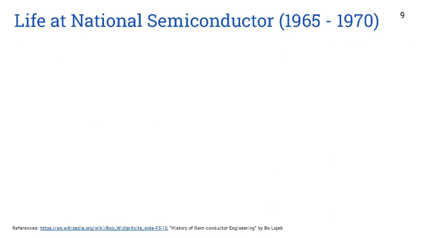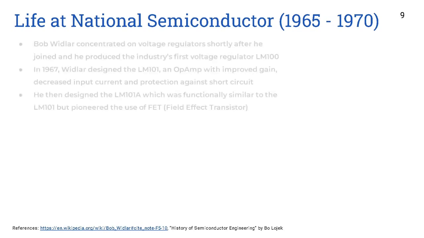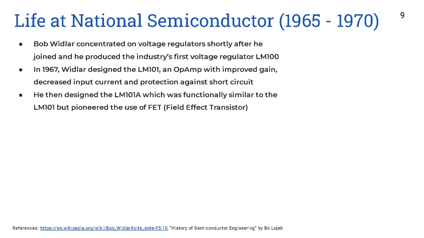So before joining National Semiconductor, the co-founders there had given him 20,000 shares of $5 each. So he had become a net worth of $1 million. And while working here, Bob Widlar first concentrated on voltage regulators, and he produced the analog industry's first voltage regulator, the LM100. And in 1967, he designed the LM101 op-amp.